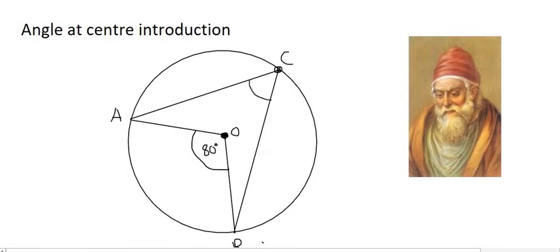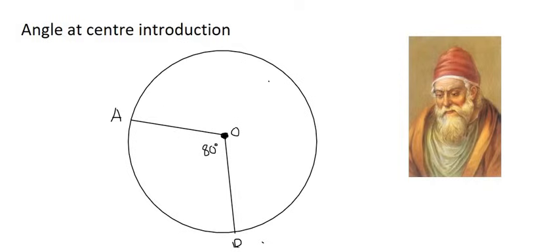Now, if you just look at this logically, which angle seems to be the biggest one? Well, look how spread out the one at the center is. That's pretty spread out over there. Whereas this one's a lot more narrow. And what Euclid discovered was that there is a direct relationship between them in such a way that the angle on the outside will always be exactly half of the angle at the center.